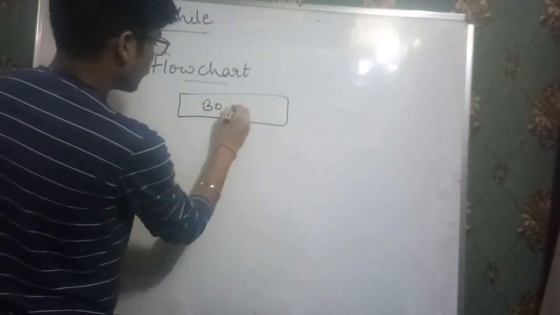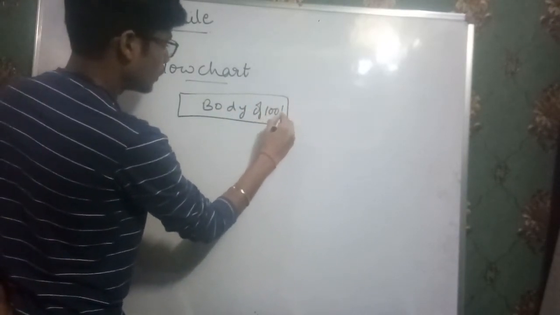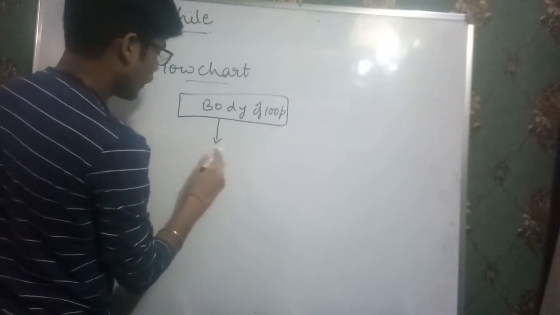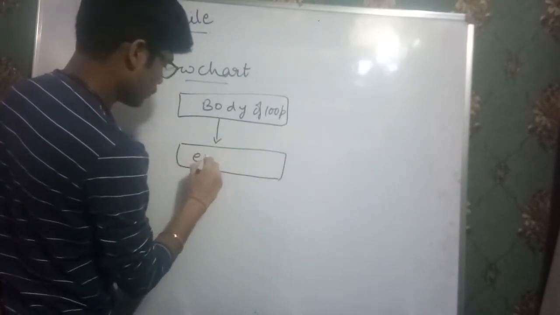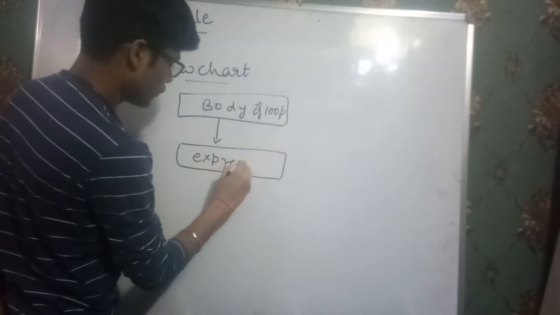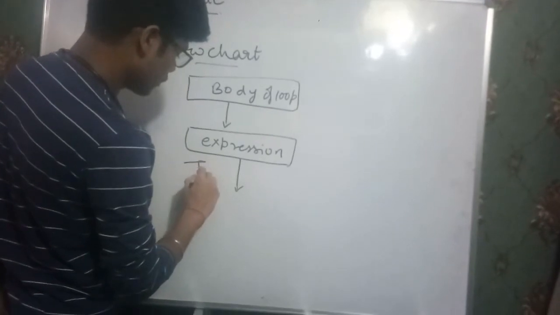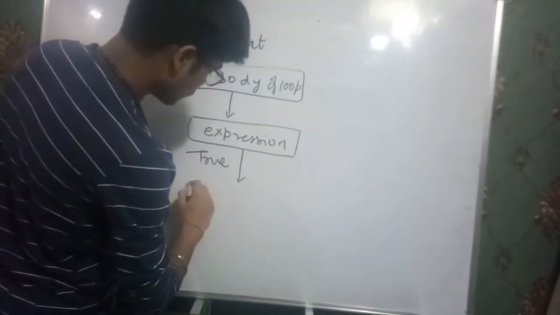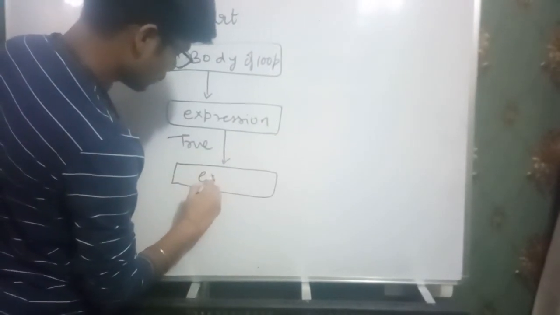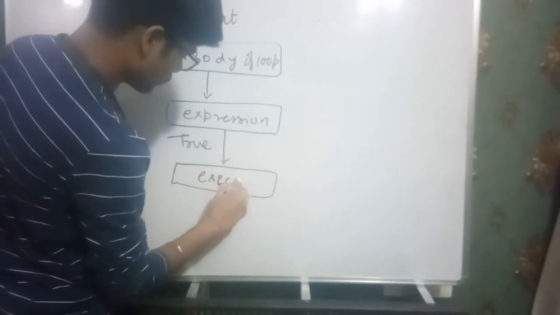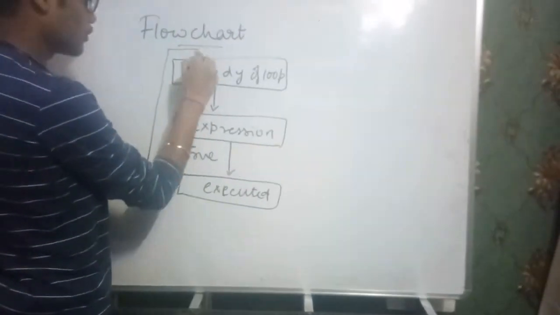We will have the body of the loop. Then we will have this while condition. What we will say, it is an expression or while condition. If that becomes true, it will be executed and again will go on.